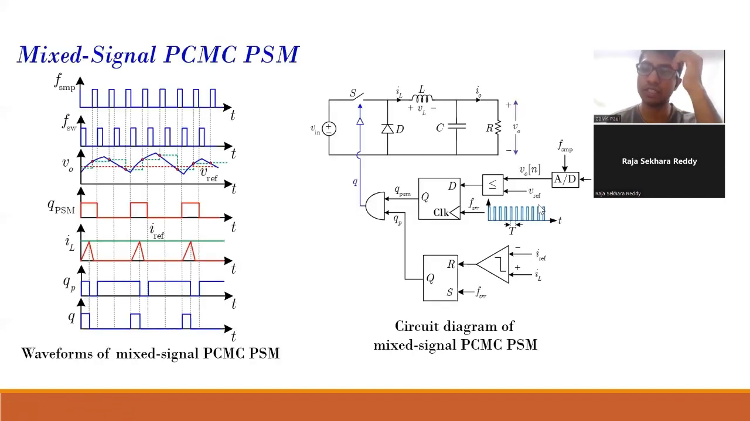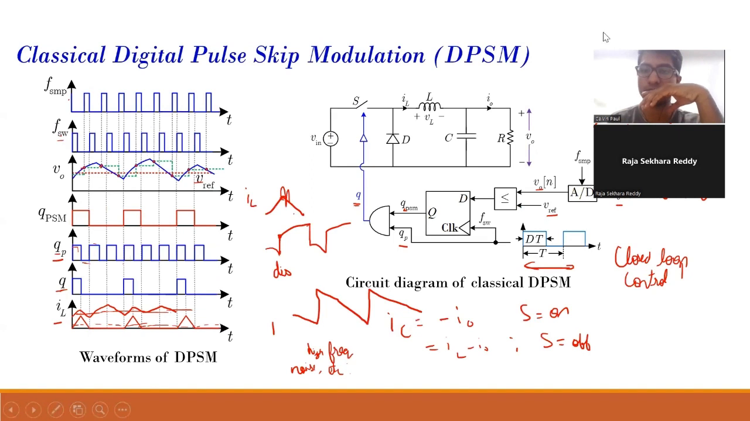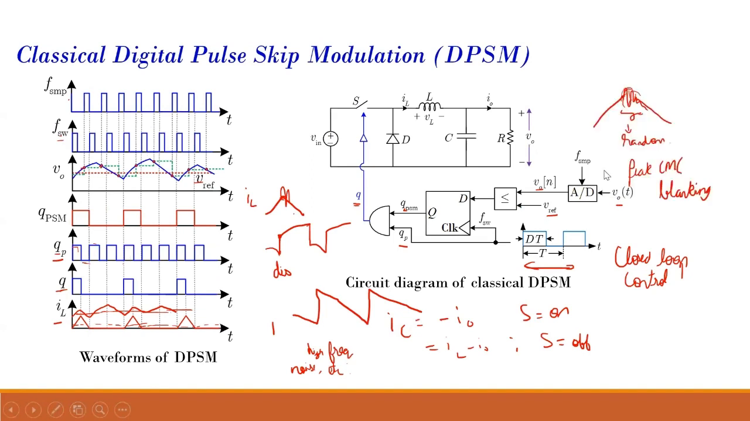I think for peak current mode control and this blanking period, etc., this document I have shared in the previous week's video. I have added the link for a good document to understand peak current mode control. It is a very big document.